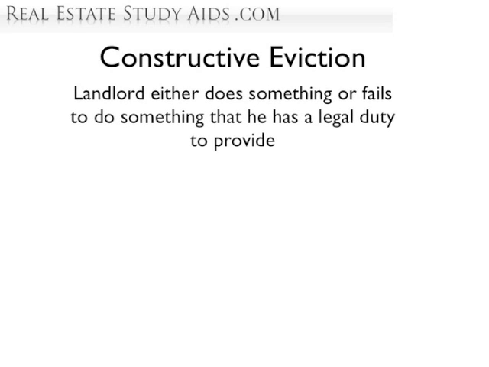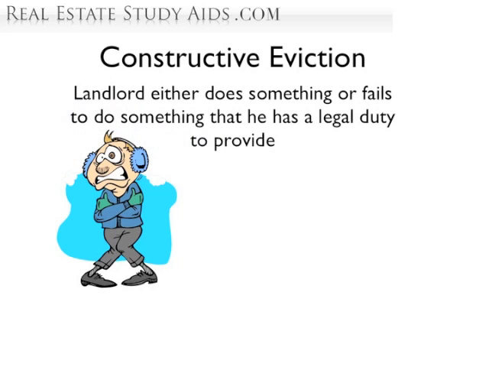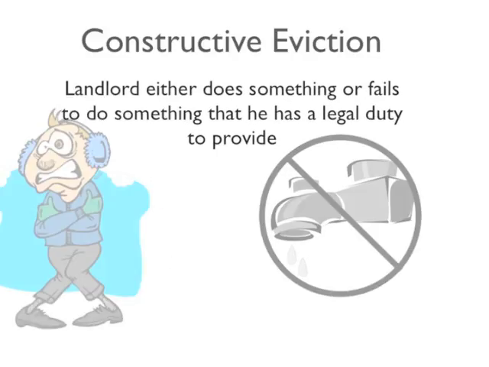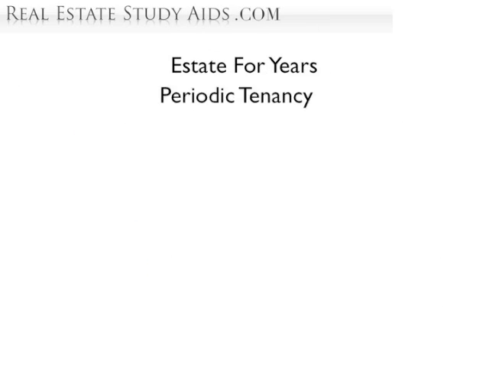Constructive eviction is a term used in the law of real property to describe a circumstance in which a landlord either does something or fails to do something that he has a legal duty to provide. An example would be if the landlord refuses to provide heat or water to the apartment, as a tenant cannot live without water, thus they need to vacate the premises. This would be constructive eviction.